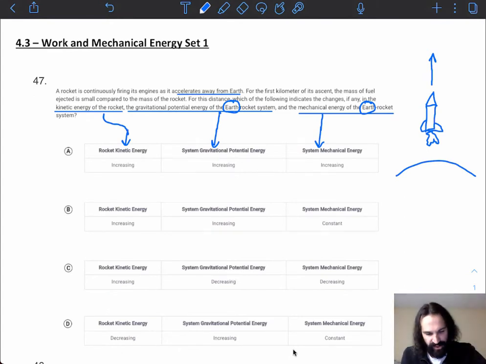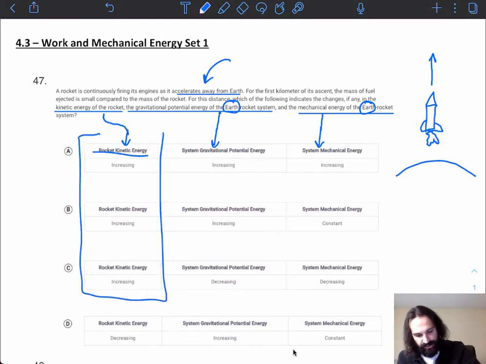And for each one, I'm looking at the answer choices. They're all increasing, decreasing, constant. Those are our choices. So while I'm reading the question, I'm paying attention. Is it increasing, is it decreasing, or is it remaining constant? Well, the rocket's kinetic energy. The rocket's going up, but you had to pick up on this detail in the beginning. It's accelerating away from Earth, meaning it's getting faster away from Earth. So if you missed that detail, you wouldn't have realized that it has to be increasing for the first column.